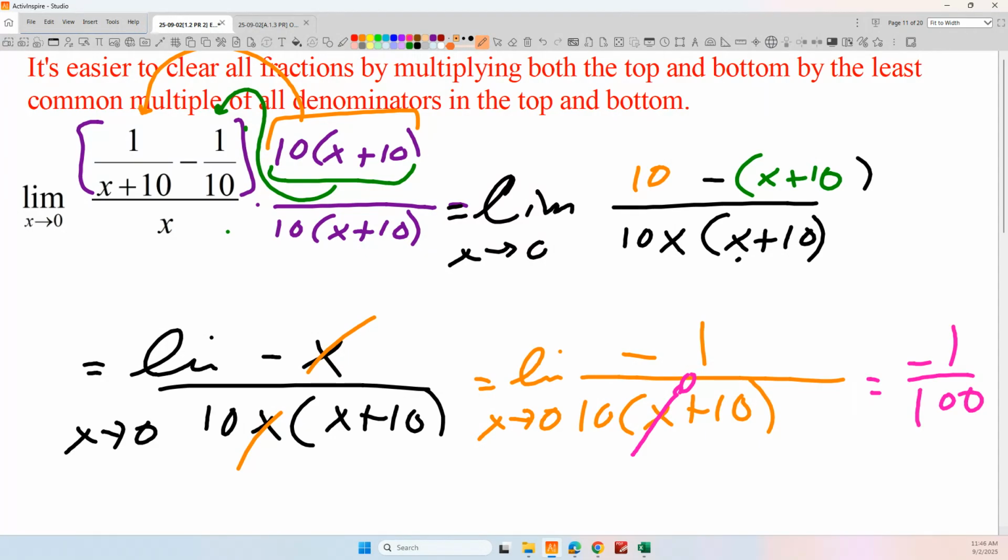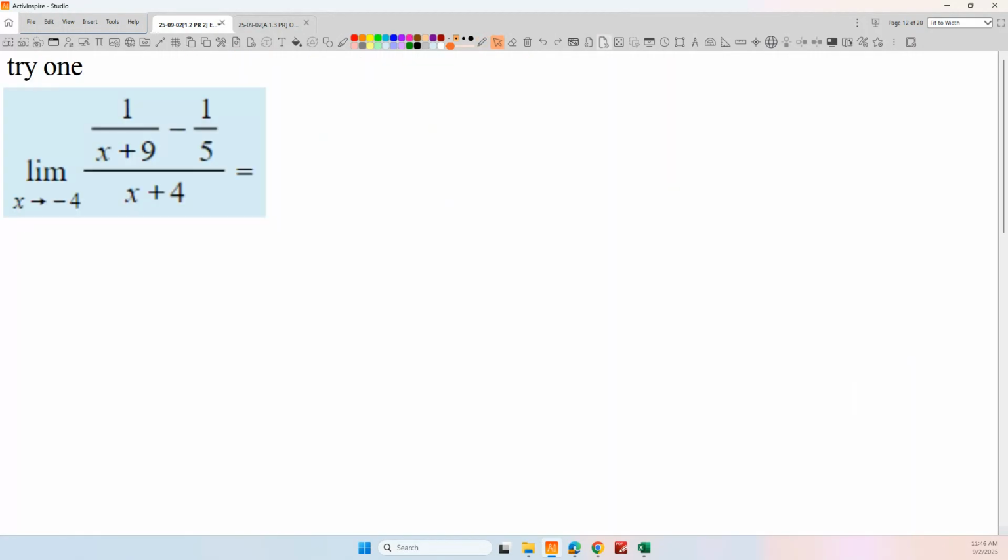That's quicker though, isn't it? A lot less algebra. You don't have to deal with common denominators. Clearing fractions is more efficient. Okay, so go do one. Use the efficient method. Clear the fractions.